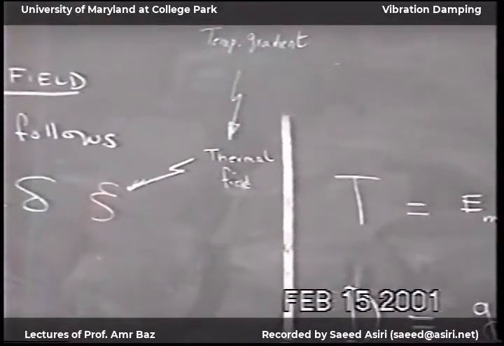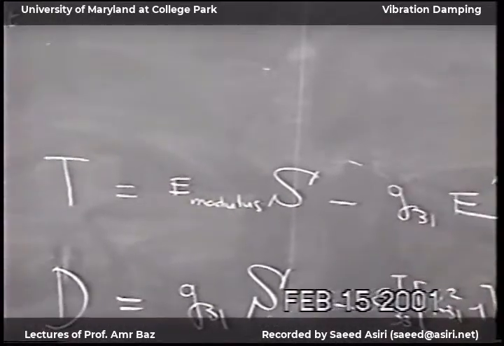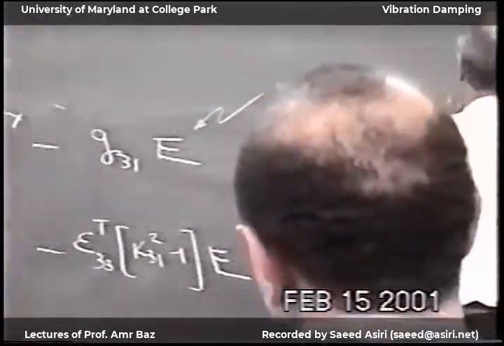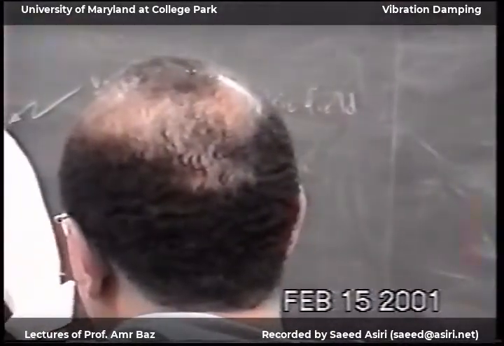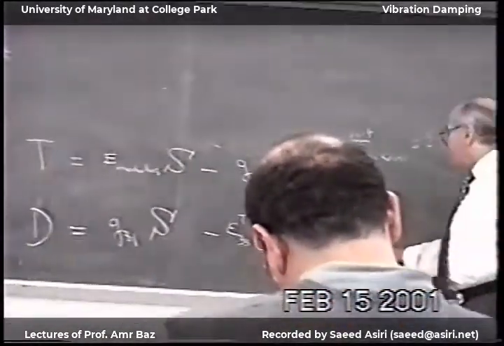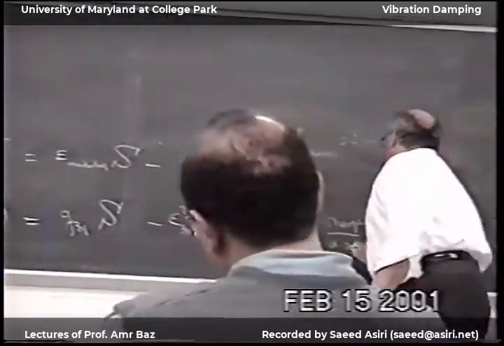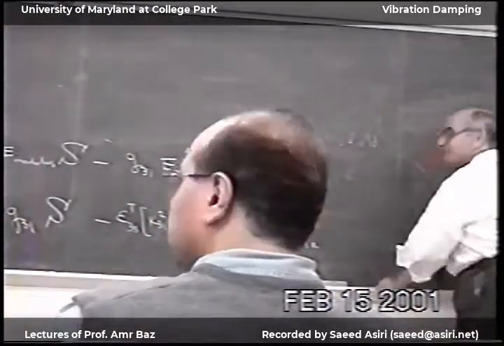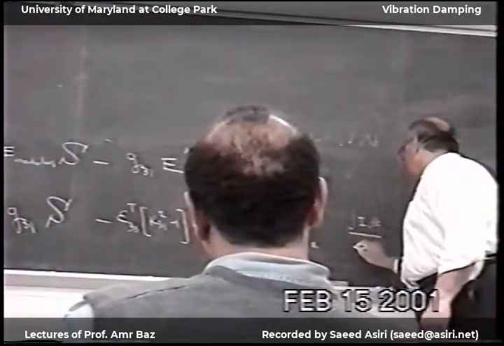Now let's look at the second equation. Here I was applying electric field and generating electric displacement. Electric displacement, from the units that we had, was charge per unit area. The charge was the integral of the current divided by the area.